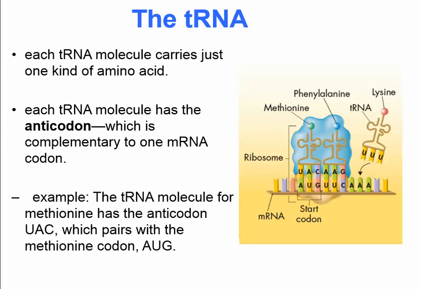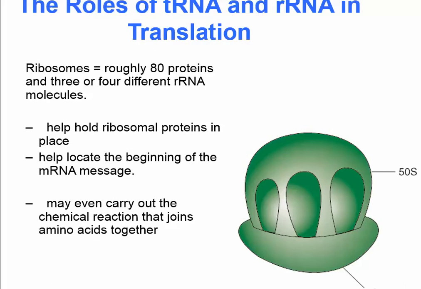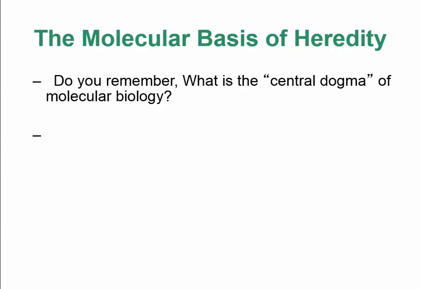So each tRNA carries only one kind of amino acid, and it has what's called the anticodon. But all we worry about is the codon, because that's what we use that little wheel on. AAA is R. So the transfer RNA holds the ribosomal proteins in place, and it locates the beginning of the messenger RNA message. It can also carry out other chemical reactions that help to join the amino acids together.